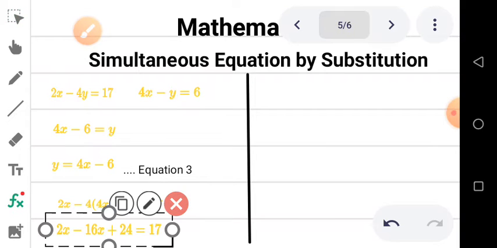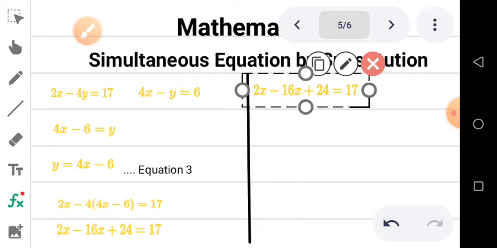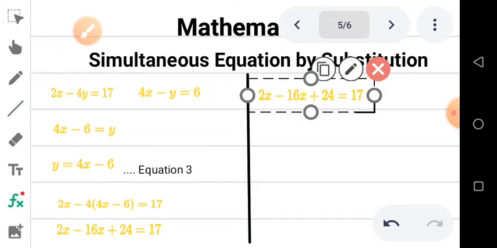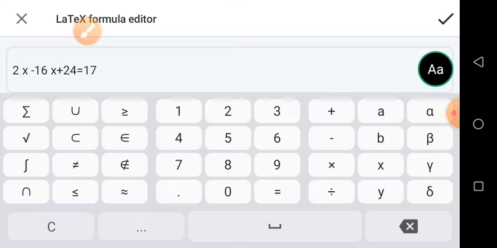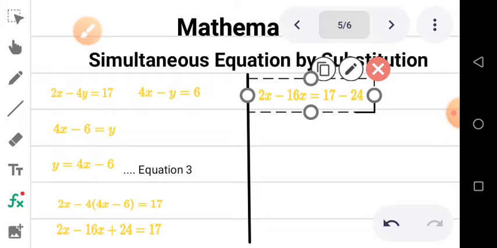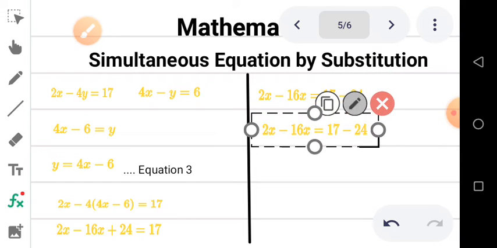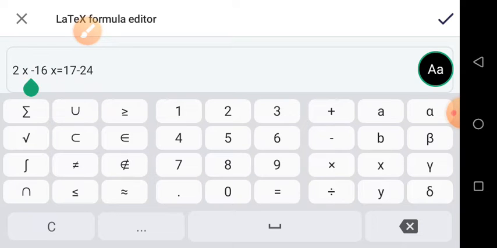Then we'll now solve this by collecting the like terms. We bring this 16x, and we just need to bring this 24, which is positive, to the other side. It becomes negative. So we have 17 minus 24. Then 2x minus 16x is simply minus 14x, and 17 minus 24 is simply minus 7.